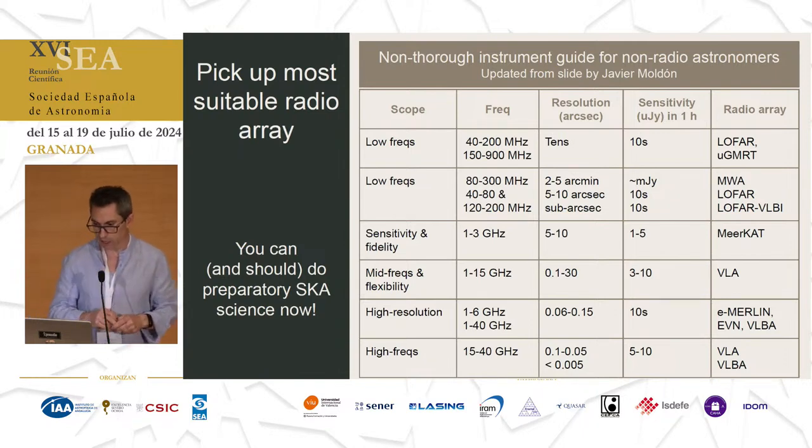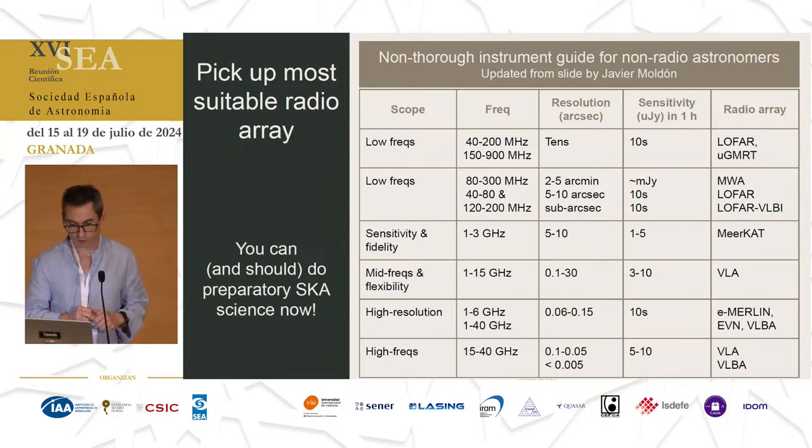Now, this slide is an updated version of one by Javier Moldón, which I found very useful, so he was kind to let me use it. I don't intend to explain this in detail, just as a refresher that there are low frequencies and mid frequencies. Here you see the resolution and sensitivity in microjanskys for 1 hour integration time. SKA will typically reach one microjansky instead of, let's say, the 5 or 10 here, so the factor I told you about. You don't have to memorize those numbers, just compare them. So SKA will be better, but this is the best you can have access to right now.